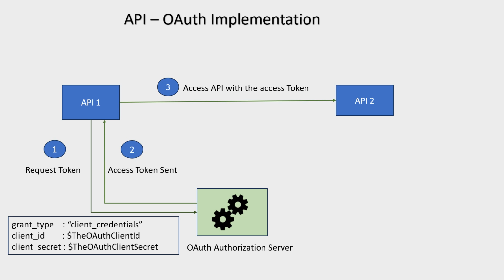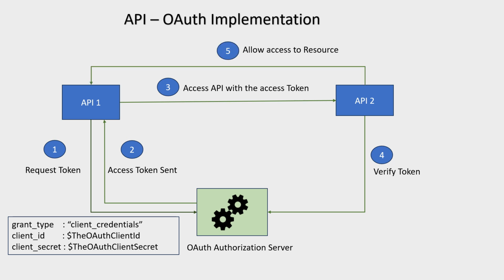So now API 2 is going to present this token to the OAuth server, and if the token which was sent by API 1 to API 2 has been verified or validated by the OAuth server, then API 2 is assured that API 1 is a legitimate API which has the valid token received from the OAuth server. So now it will allow access to the resource for API 1.